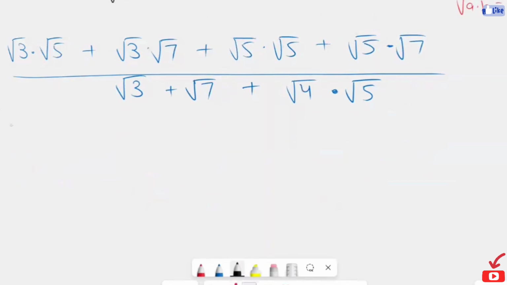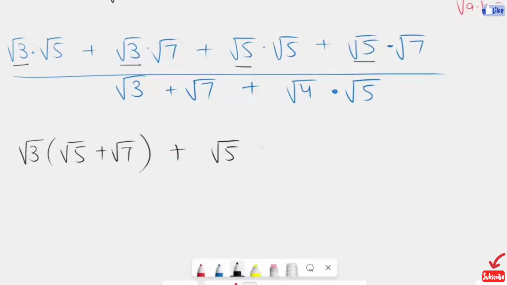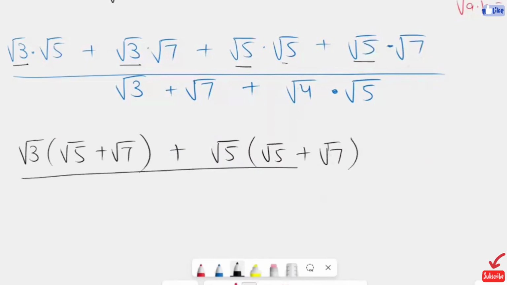Now next I am going to take common where root 3 bracket root 5 plus root 7 is remaining. Now here I am going to take common root 5. Root 5 bracket root 5 is remaining here and plus root 7 is remaining, over root 3 plus root 7.